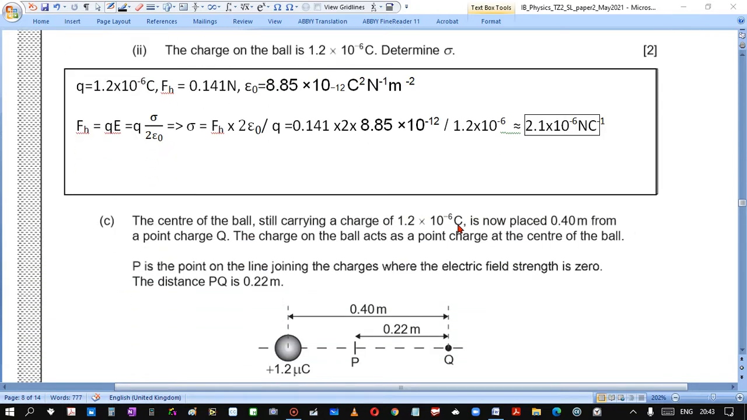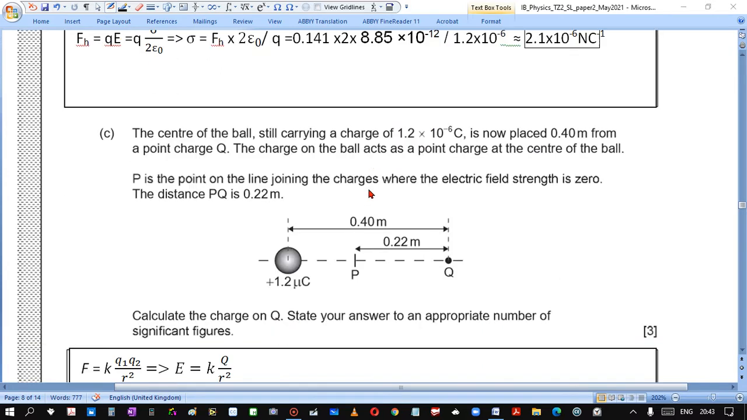Part ii. The charge of the ball is so much. Determine sigma. So we have charge, horizontal force, epsilon 0. So we rewrite the formula for sigma, substitute the expression, put in values, and we get 2.1 × 10^-6 newton per coulomb.